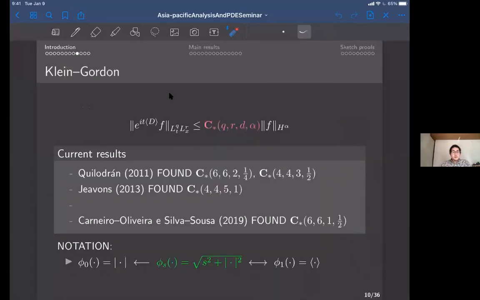And here are the current results for the Klein-Gordon. Carneiro in 2011 extended Foschi's idea and got the best constant in 2-dimension and 3-dimension. And Jeavons did a similar thing in 5-dimension. And then there is a non-trivial case in 1-dimension for Klein-Gordon, which has been studied by Carneiro, Oliveira e Silva, and Sousa. So they found the best constant for 1-dimension.